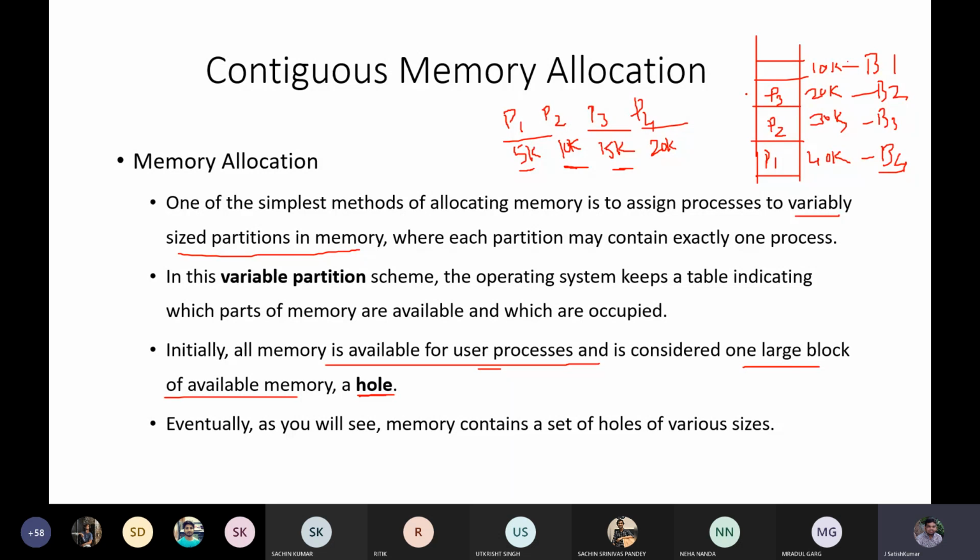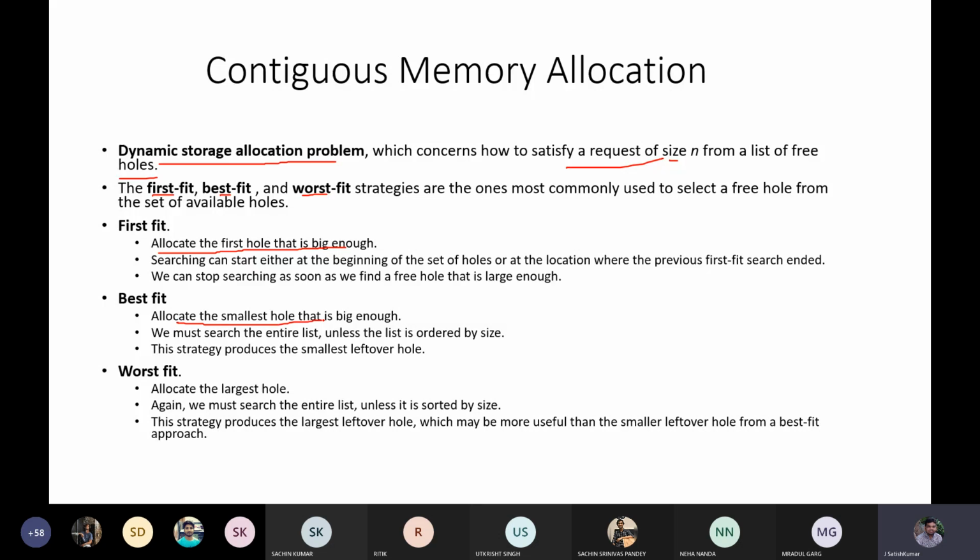In order to save the memory location, best fit says to allocate the smallest hole that is big enough. We must search the entire list unless it is ordered by size. So this strategy produces the smallest leftover hole.